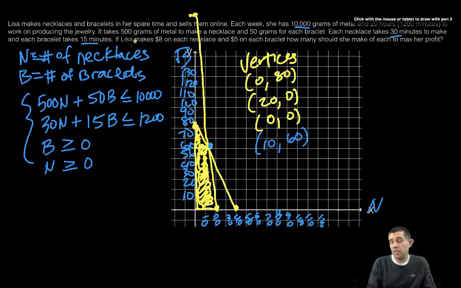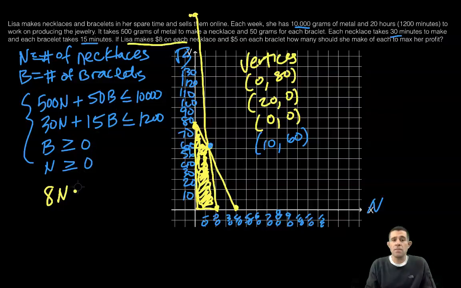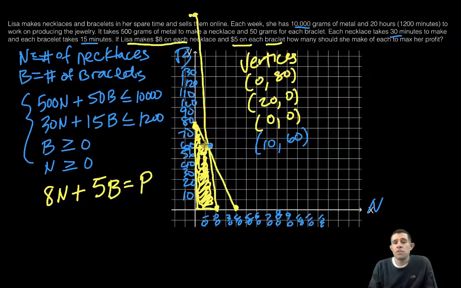Now that's the last thing we really need to do, is we need to take a look at this equation we want to maximize. Lisa makes $8 per necklace, so that's 8n, plus she makes $5 per bracelet, so 5b. That's going to equal her profit. Now we want to maximize her profit. So keep in mind here, all these vertices are possible situations. Well, we can take 0, 0 out of the scenario right away, because making nothing is going to produce nothing in terms of a profit.